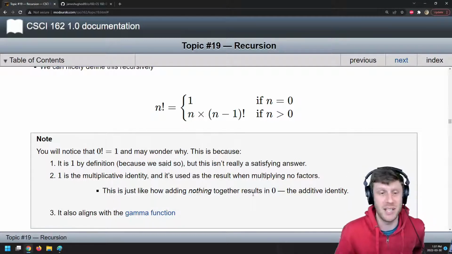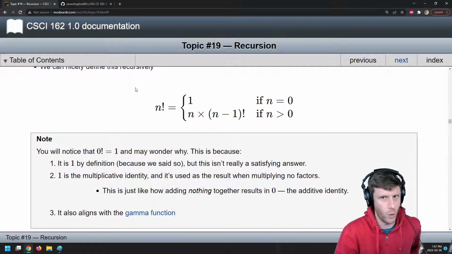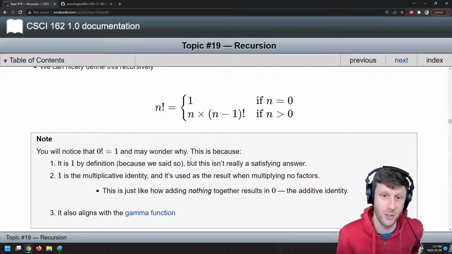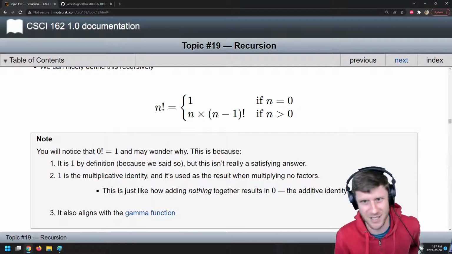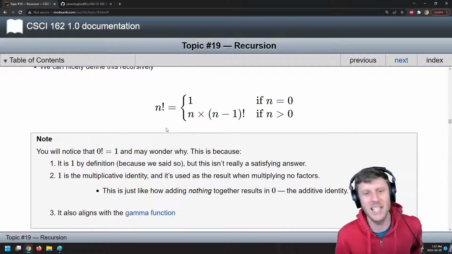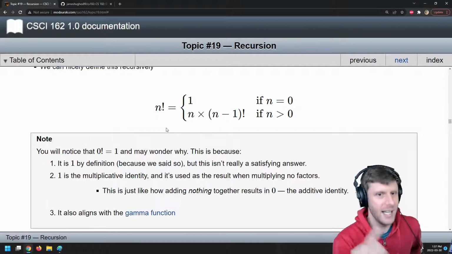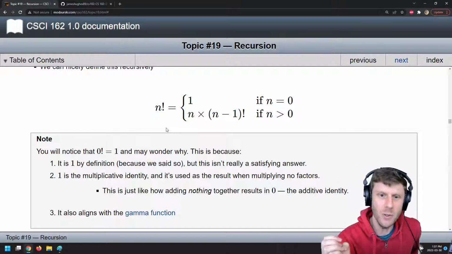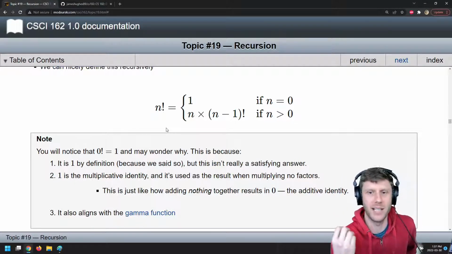It is because we say so. It is because whoever invented factorial said when n is 0, it's 1. So by definition it is, so deal with it. But if you don't find this to be a satisfying answer, because I don't, it's because 1 is the multiplicative identity. And it's used as the result when multiplying no factors.